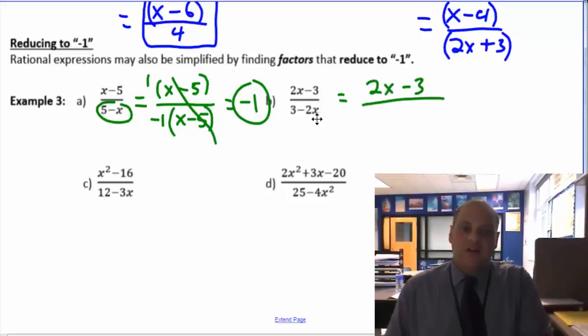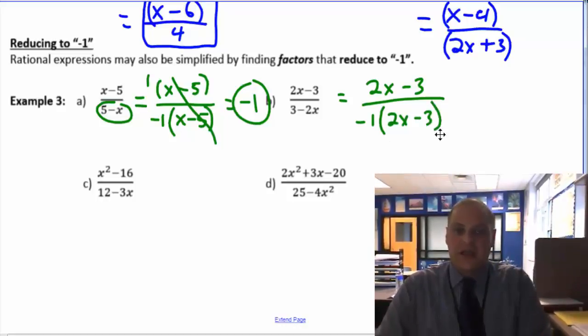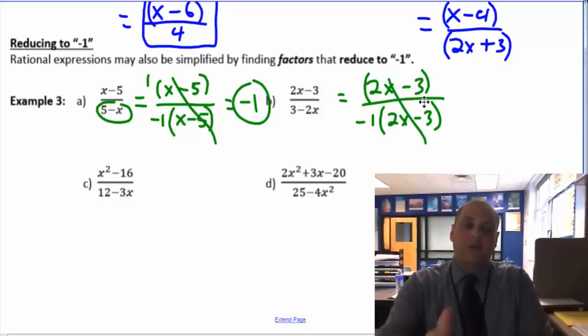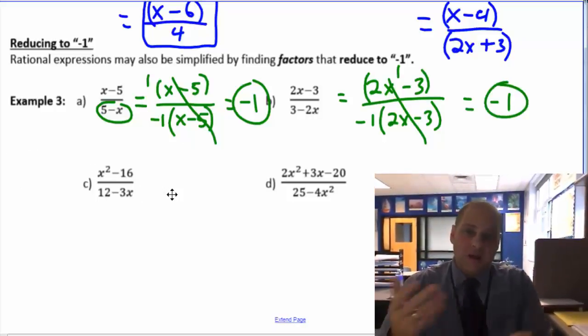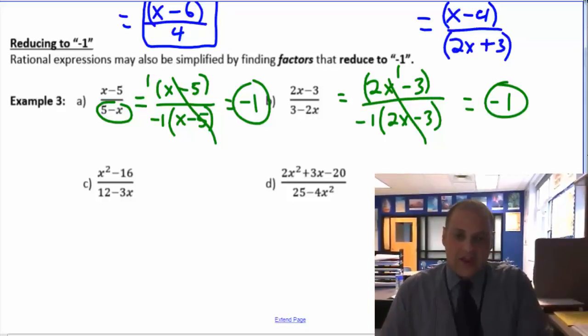But look at this one. See how it looks backwards? If it's backwards but a minus, you could do the negative 1 factor. Negative 1 times 2x minus 3. It's the exact same as part A. And then, of course, I have 2x minus 3 over 2x minus 3, which is 1. And I have 1 over negative 1, which is negative 1. Now I'm going to show you how to use this and apply it to more complex fractions here.